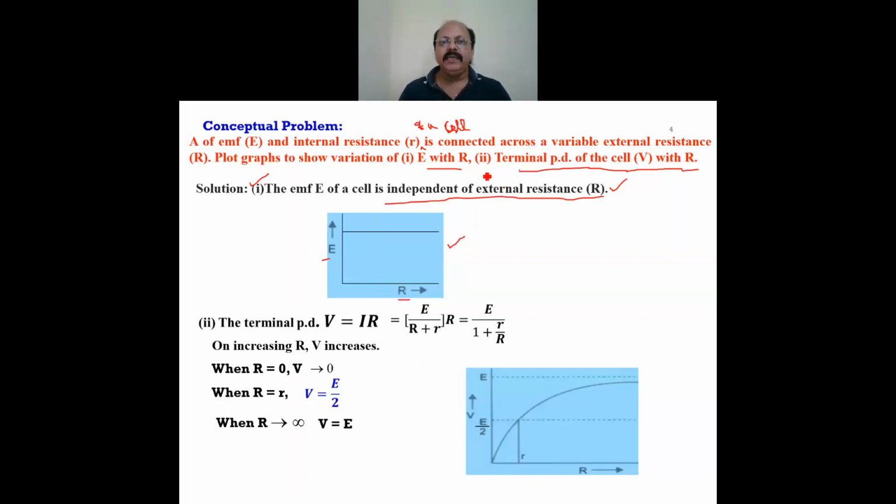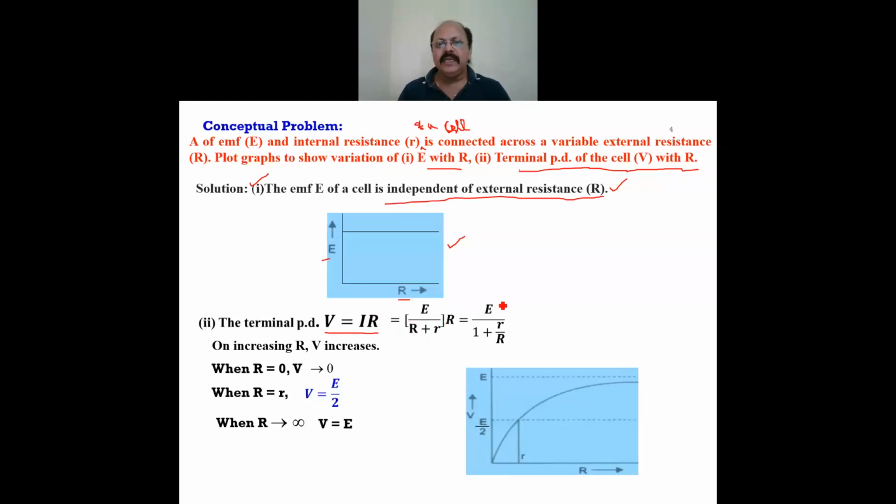But in the second part, you have to plot the graph between the terminal potential difference of the cell and external resistance R. Do you remember the definition? Let me remind you. Terminal potential difference is the potential difference between the two electrodes of the cell in a closed circuit, that is, when current is drawn from the cell. So terminal potential difference V is equal to IR, and I is the total current of the circuit, E upon R plus r. Substitute this value here and rearrange it.